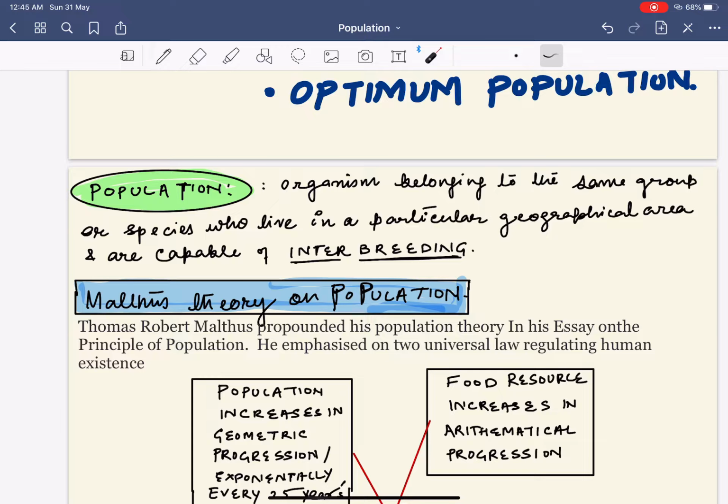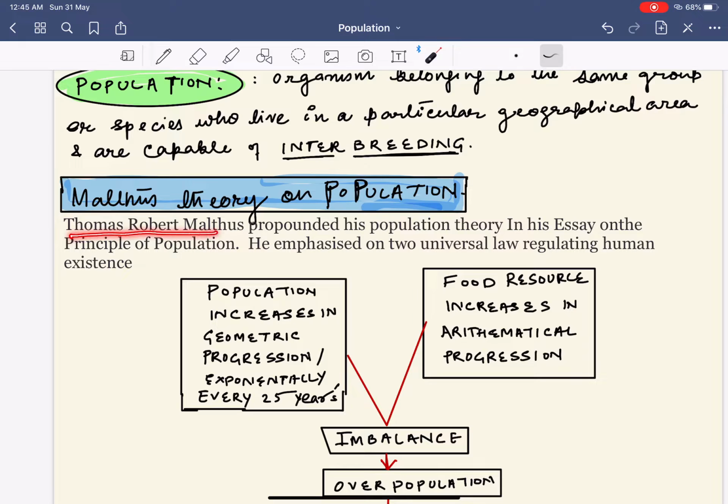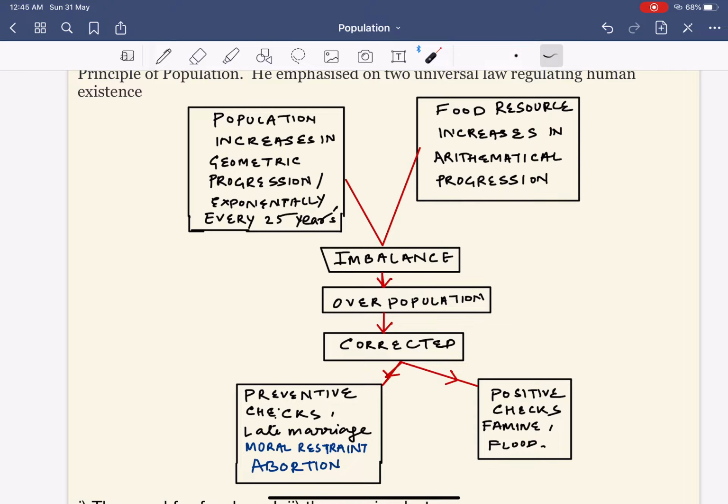Now, let us start. The first theory is that given by Malthus. Thomas Robert Malthus propounded his population theory in his essay, The Principle of Population. This statement is very important and this should be your first introductory statement. We will understand the entire Malthus theory with the help of this particular diagram. Just after writing the definition, draw this diagram, and with the help of this diagram, you would be able to explain this flawlessly without missing any point.